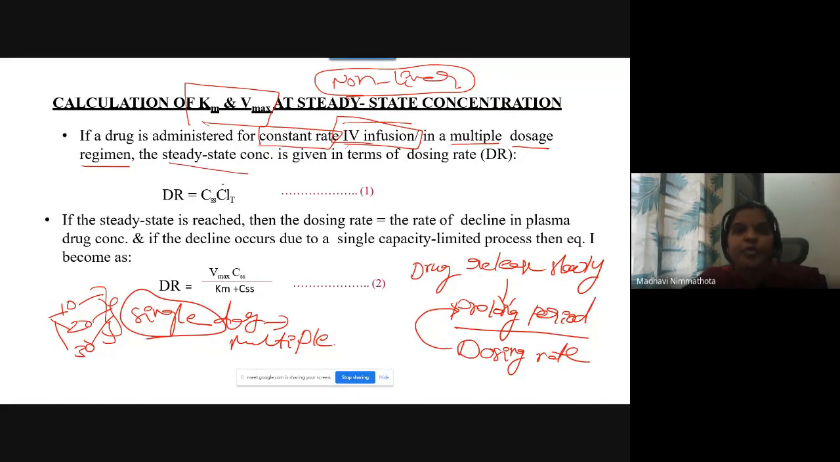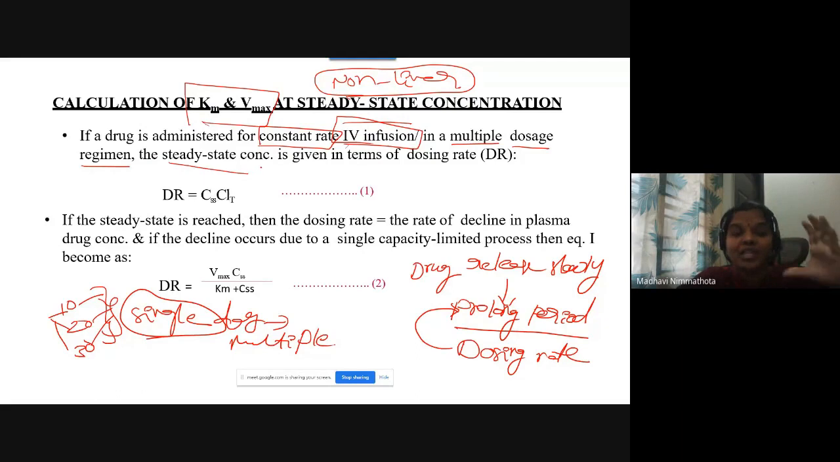And here you need to consider two situations for obtaining the steady state drug concentration. What are the situations? One situation is when you administer the drug through IV infusion. In that IV infusion, the drug will be transported at a constant rate. There we will get a steady state concentration. And one more situation, in a multiple dosage regimen, we will get a steady state concentration.